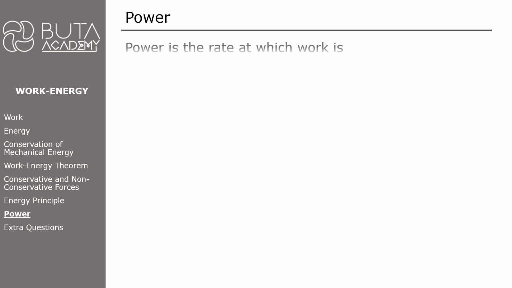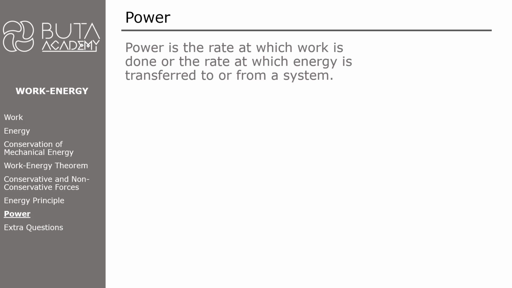As you know from grade 10, power is the rate at which work is done or the rate at which energy is transferred to or from a system. According to physics, the most powerful person is the one who is doing the work fastest.